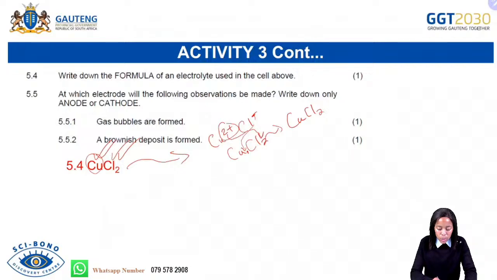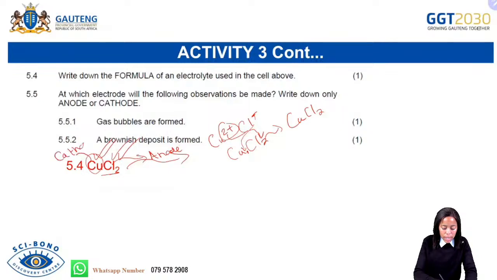Then it says, at which electrode will the following observation be made? Write down only the anode or the cathode. So 5.5.1, it says, where are the gas bubbles going to be formed? So remember, we said that if we have Cu2+ and Cl-, the chlorine has migrated to the anode. And the Cu, where has it migrated? It has migrated to the cathode. So where are we going to have a formation of bubbles? You will have to use your table 4B, so that you are able to write your half reaction in terms of the chlorine there.